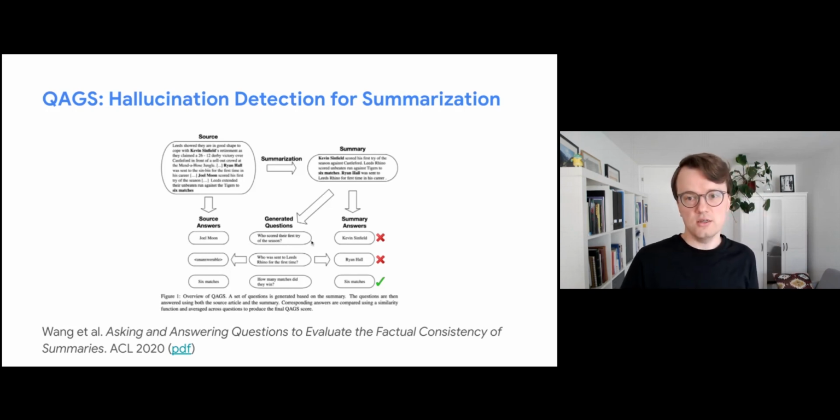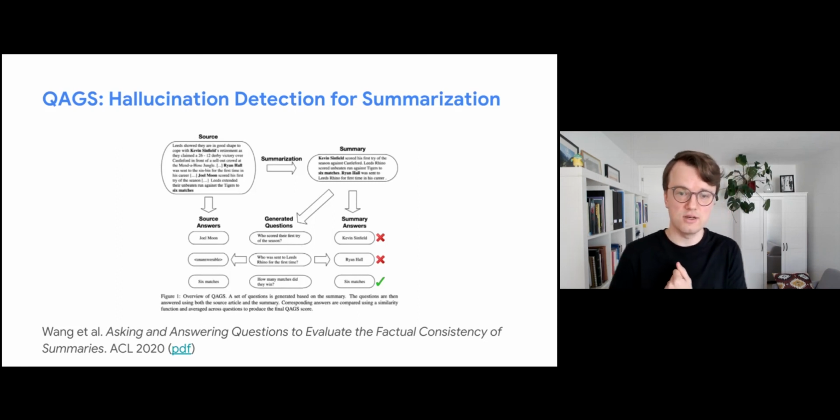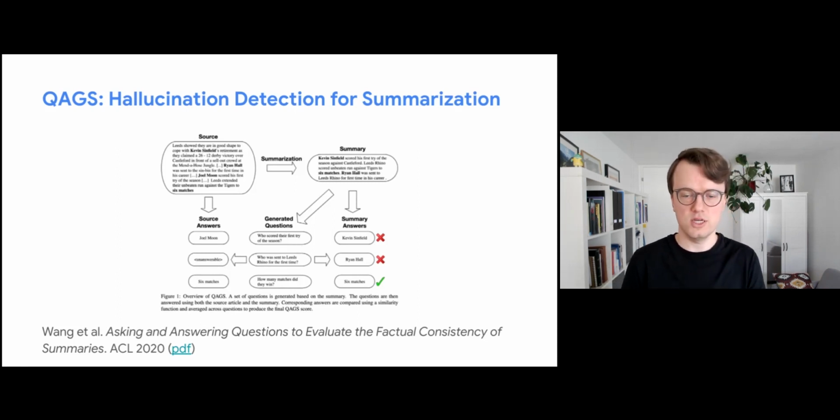And now if you get inconsistent answers between the summary and the source to a given question, that would be a signal that there's some kind of factual inconsistency or hallucination happening. And then you can compute something like the average number of consistent answers to these questions to get some kind of score for how much your summary contains hallucinations. Okay, so this is quite an interesting and, I would say, smart way of doing hallucination detection.